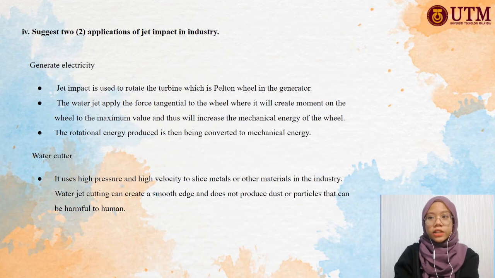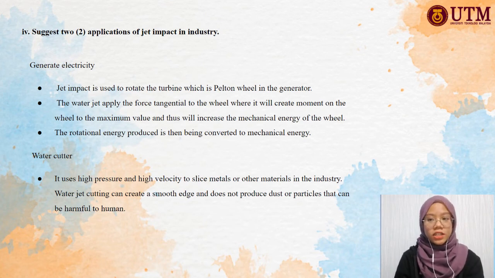The last one is to suggest 2 applications of jet impact in industry. The first one is to generate electricity. Jet impact is used to rotate the turbine, which is the Pelton wheel in the generator. The water jet applies forces tangential to the wheel, where it will create a moment on the wheel to the maximum value, and thus will increase the mechanical energy of the wheel. The rotational energy produced is then converted to mechanical energy.